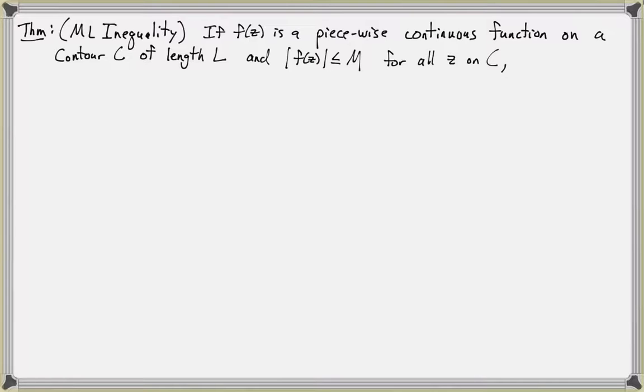Okay, so we have that f is piecewise continuous on a contour C, the contour has length L, and moreover, the absolute value of f of z is always less than or equal to capital M on the contour C. Then the ML inequality says that the absolute value of the contour integral of f over the contour C will be less than or equal to capital M times capital L. The absolute value of the contour integral of f will be less than or equal to the upper bound M times the length of the contour L.